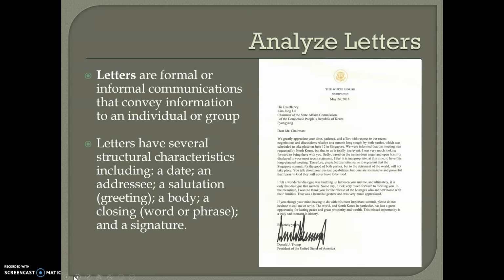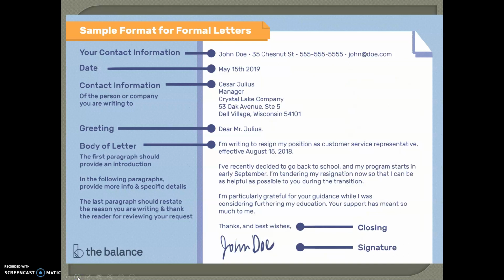Now, letters have several structural characteristics, including a date, an addressee, a salutation or greeting, a body, a closing, which can be a word or a phrase, and a signature. These things are always found on a letter. So when we go to write letters, you'll need these things within your letter. Now, what are we talking about? Well, first of all, the date. You typically find the date here at the top, if you can see it's marked.